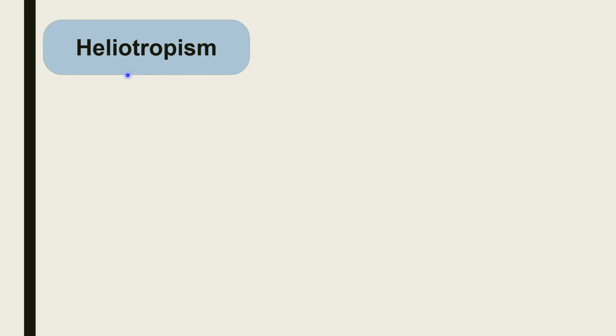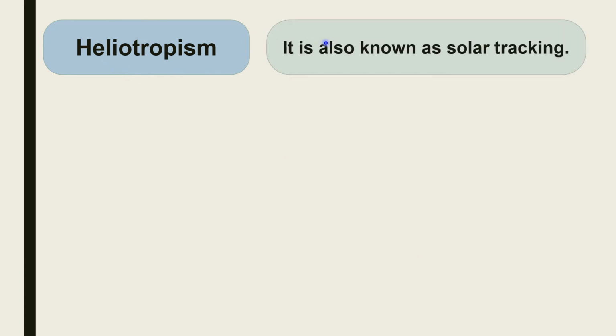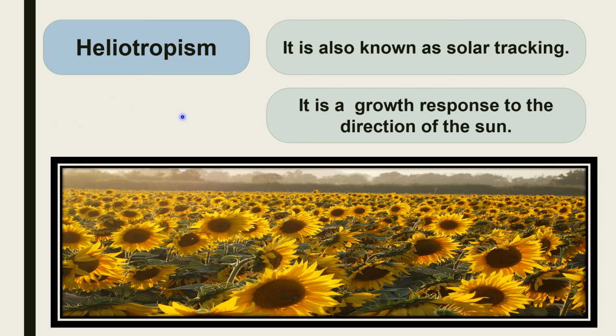Okay. Next, the last kind of tropism is heliotropism. It is also known as solar tracking. One of the best examples of this is the sunflower, because if there is no sun, the flower of the sunflower is lying down. You may see it is a growth response to the direction of the sun. If the sun is in the east, the sunflower faces east. When the sun comes from the west, the sunflower will face west.